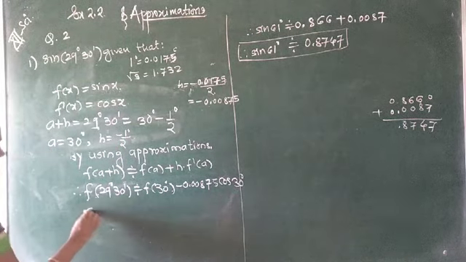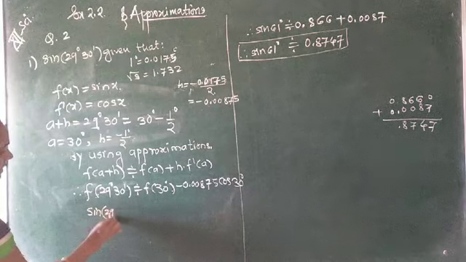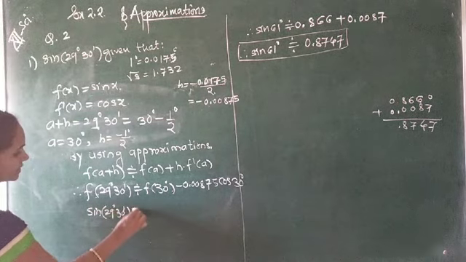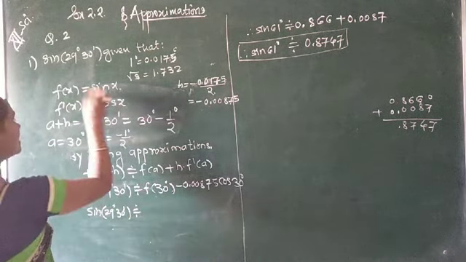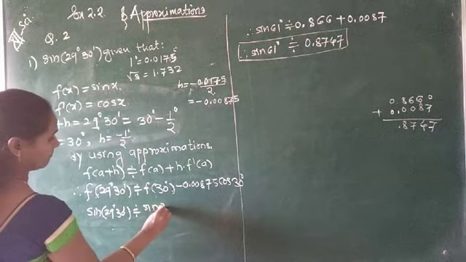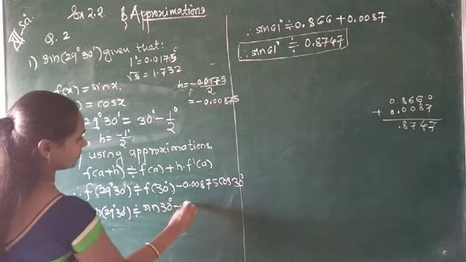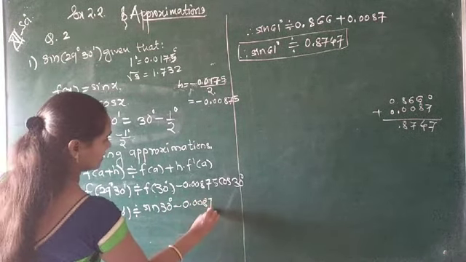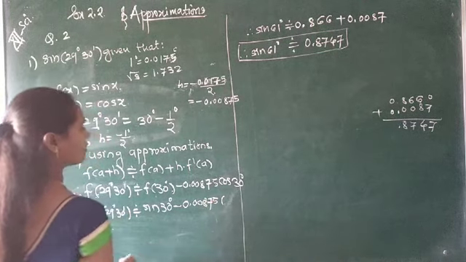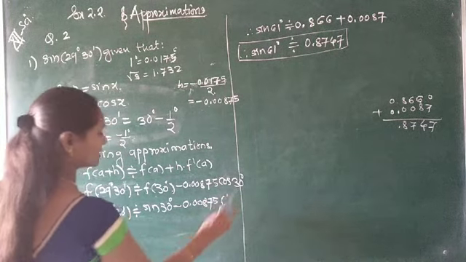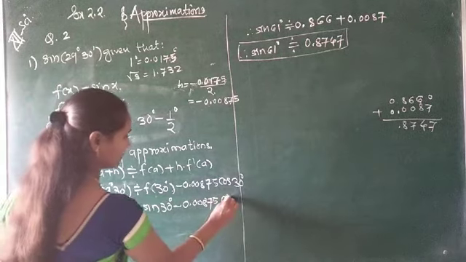f of 29 degree 30 minutes, how to define? That is sin of 29 degree and 30 minutes is approximately f of 30 degree, which means sin 30 degree, minus the 0.00875 into cos 30 degree. Cos 30 is 1/2, that means 0.5.